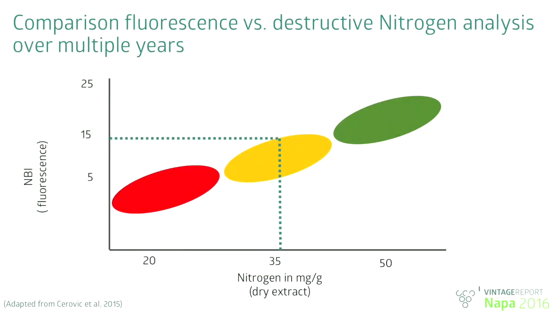So how do you link this innovative way of looking at nitrogen content with what is traditionally done? Well, you just look at the literature. In 2015, Serovich, building on top of other work, actually published those results where you see on your x-axis the classical analysis methods where we get the dry extract of nitrogen and then we classically distribute those nitrogen levels from red low to green high according to an amount in milligrams per gram of nitrogen extract.